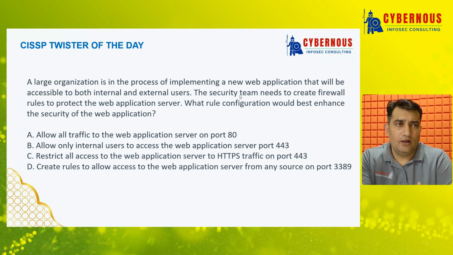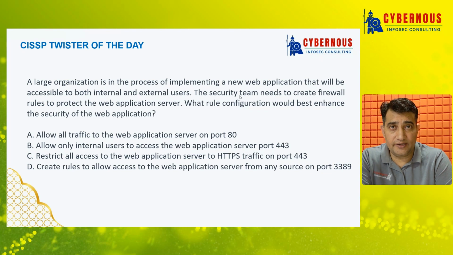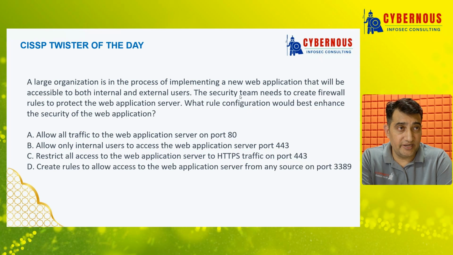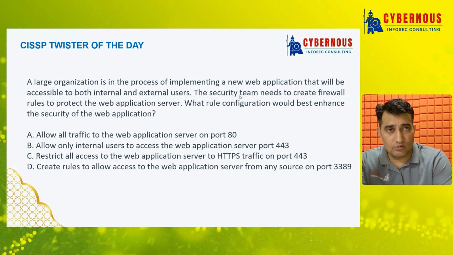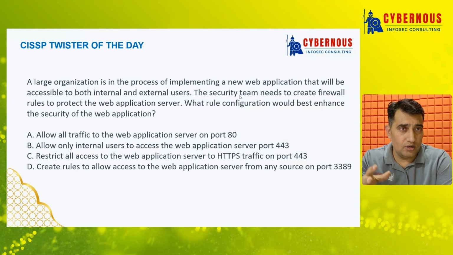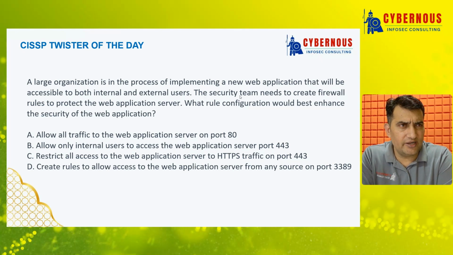I hope you have identified your option. Let me go through the question once again. A large organization is in the process of implementing a new web application that will be accessible to both internal and external users. This is most often the scenario. Whenever you need a particular application, your employees will also be using it, and you want to have the external user also use the same application at the same time. So, very much a business use case. The security team needs to create firewall rules to protect the web application server. What rule configuration would best enhance the security of the web application?